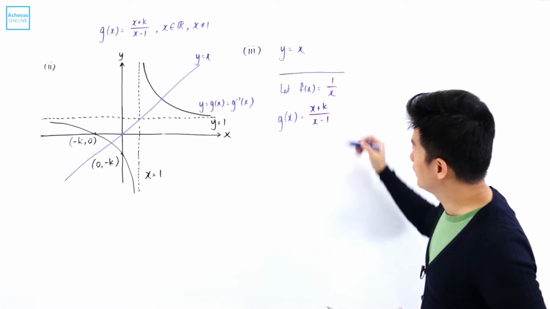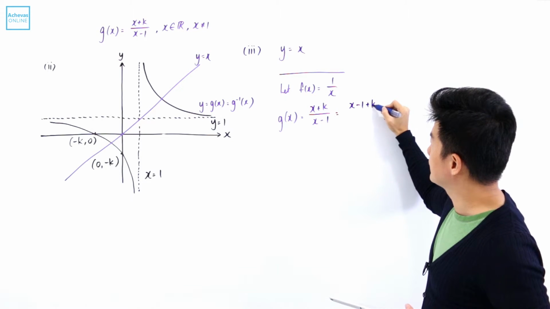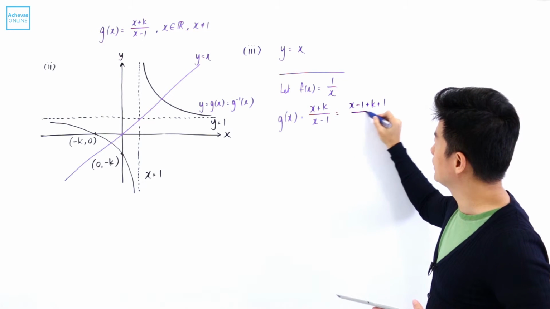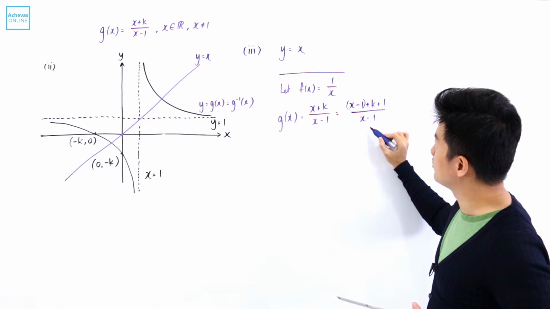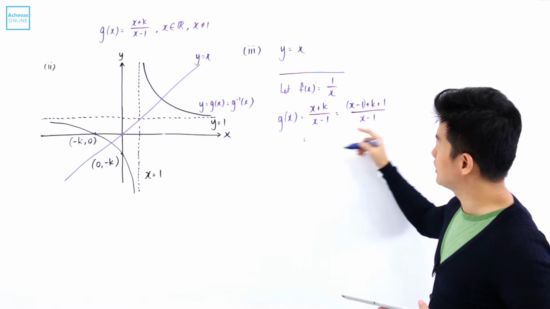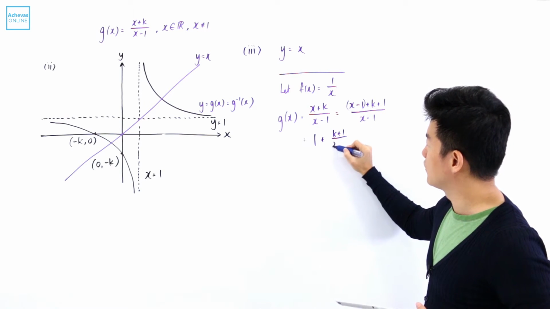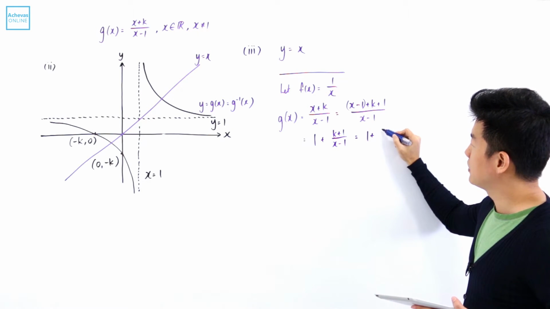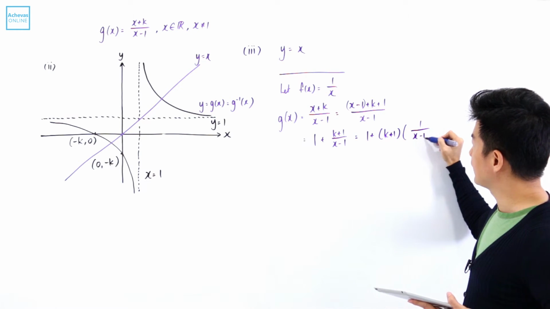Doing a long division, or trying to re-express this as (x minus 1 plus k plus 1) in the numerator, it is still going to be x plus k, divided by x minus 1. I'm doing this because I'm going to group these together as one term, which means that g(x) can be re-expressed as this divided by this, which is 1, plus this divided by this, which is (k plus 1) over (x minus 1). Or we can also view this as 1 plus (k plus 1) multiplied by 1 over (x minus 1).